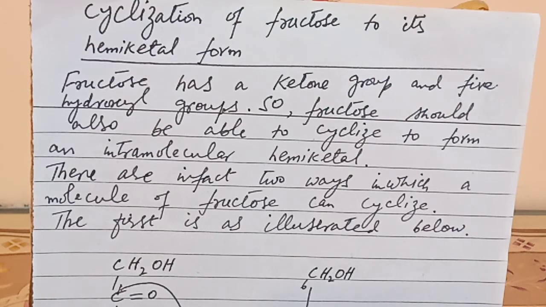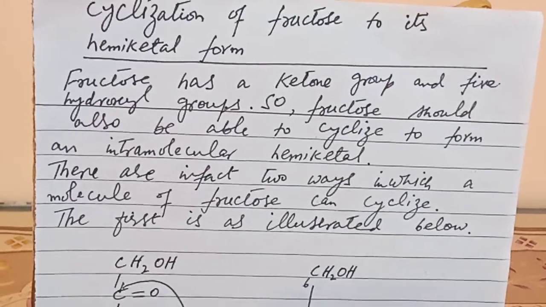Now I am coming towards the Haworth ring structure, how it is formed from the ketose type of sugar. An example is fructose. Fructose has a ketone group and 5 hydroxyl groups, so fructose should also be able to cyclize to form an intramolecular hemiketal. There are in fact two ways in which a molecule of fructose can cyclize.